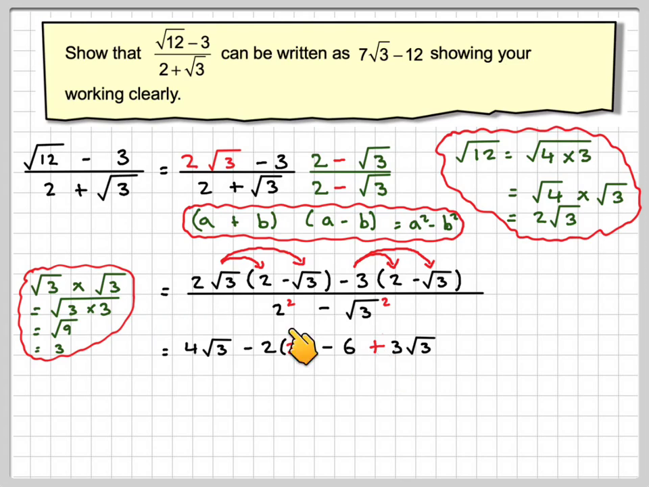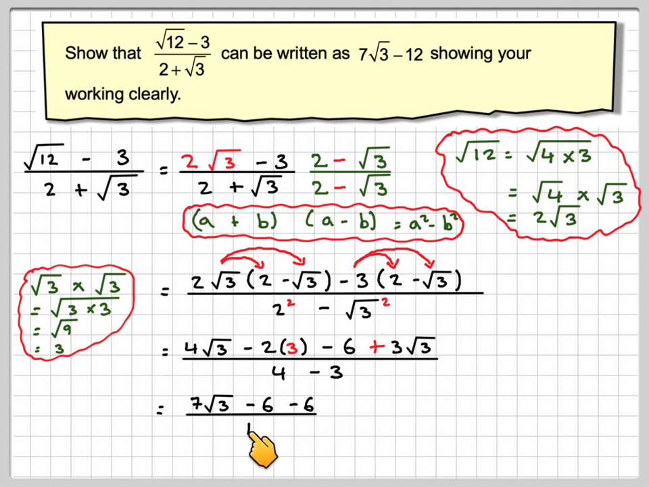In the denominator, we're going to have 2 squared, which is 4, minus root 3 squared. Well, it's the same as root 3 times root 3, which I've just shown you is 3, minus 3. Right, now collecting like terms. We've got 4 root 3 plus 3 root 3, which is 7 root 3. We're going to do minus 2 times 3, which is minus 6. Minus 6, and then 4 minus 3 is 1. So we can now forget about the denominator, and we're going to get 7 root 3 minus 12, which is what we were required to show that it was equal to.